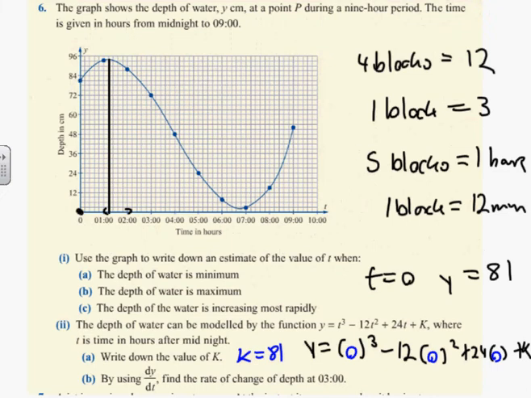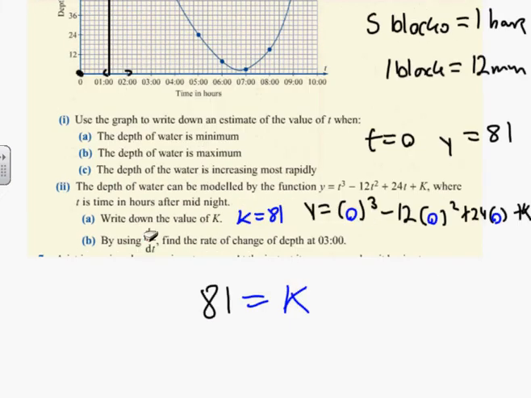Okay? Now, by using dy/dt, find the rate of change of depth at 300 hours. What's the t value at 300 hours? 0, 300. What's the t value?